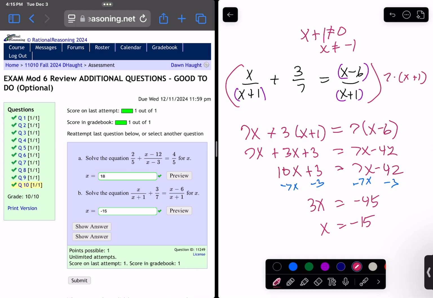So that's your exam mod 6 review. You will have your exam mod 6 test on the 12th. You need to work on the bonus assignment and any makeup work you need for the next few days. There you go.